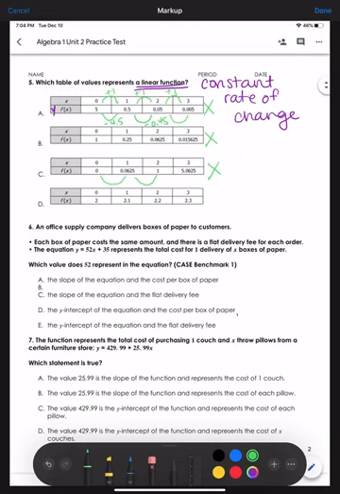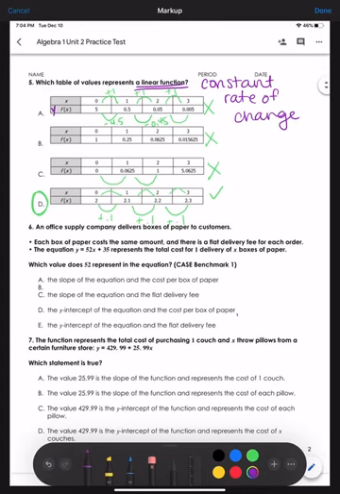Let's check this one. On top, we've got the 0 to 1, 1 to 2, 2 to 3. That looks good. And on the bottom, we have 2, 2.1, 2.2, 2.3. This looks like the winner because here we have a change of plus 0.1, plus 0.1, plus 0.1. So this one is a linear function, constant rate of change.